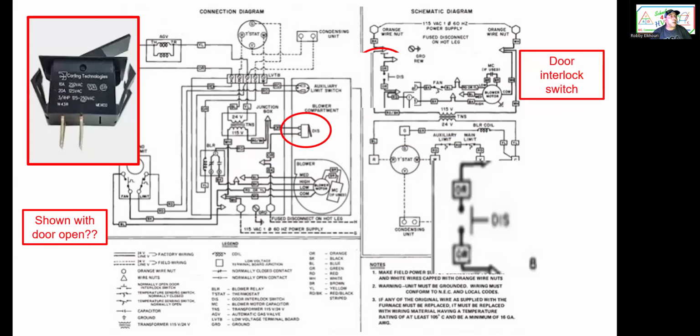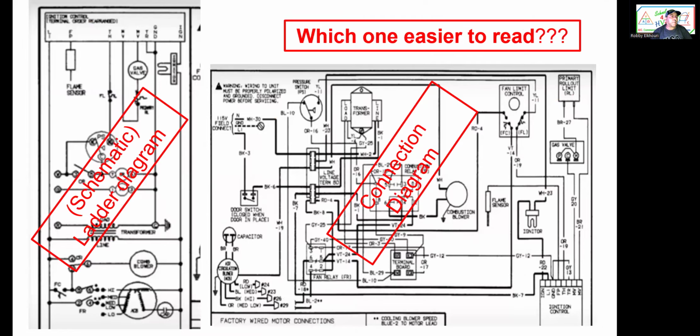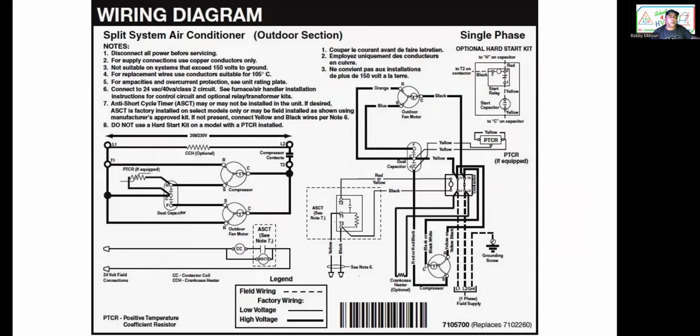Next is the switch. This is the door switch, safety switch. So when you open the door, the unit shuts off for safety. But why is it in the open position? Another mistake, people. Always mistakes. Right now the unit isn't going to run because the door switch is open. It should be closed. Alrighty. So schematic diagram, connection diagram, which one is easier to read? Definitely the ladder diagram, a lot easier to read.